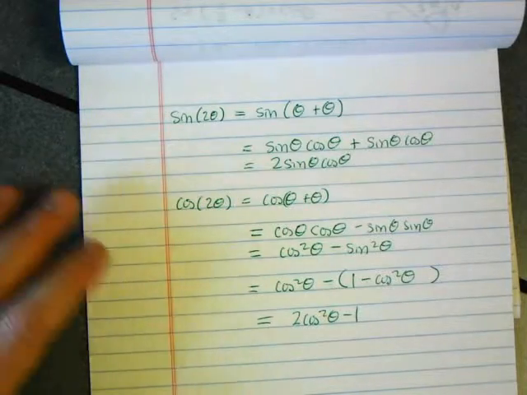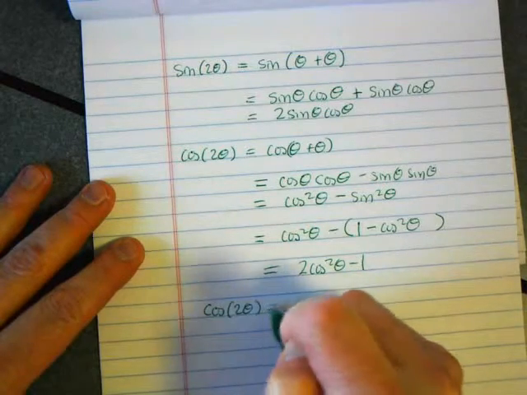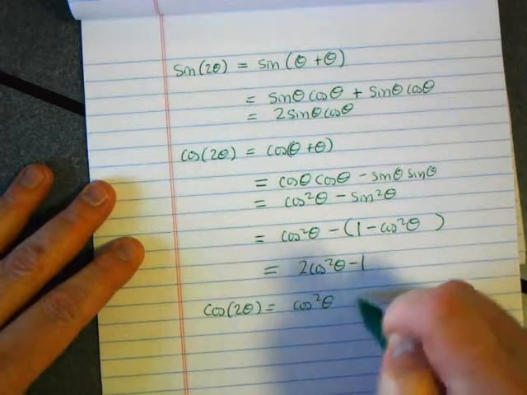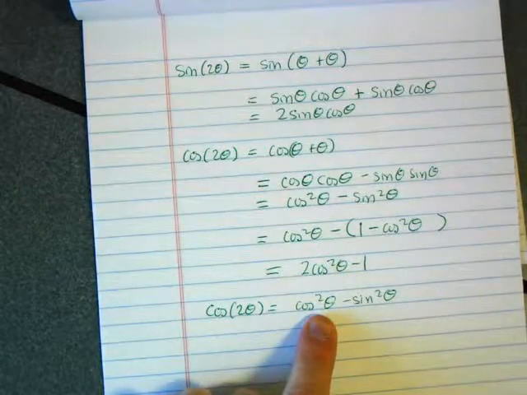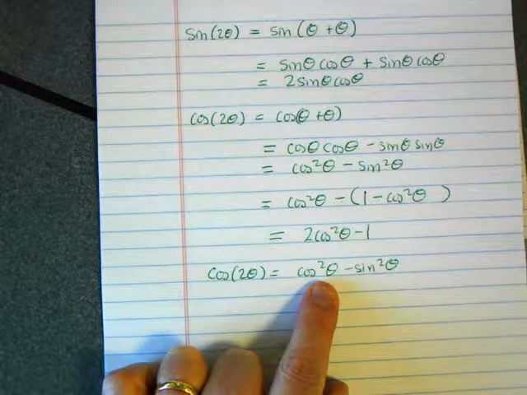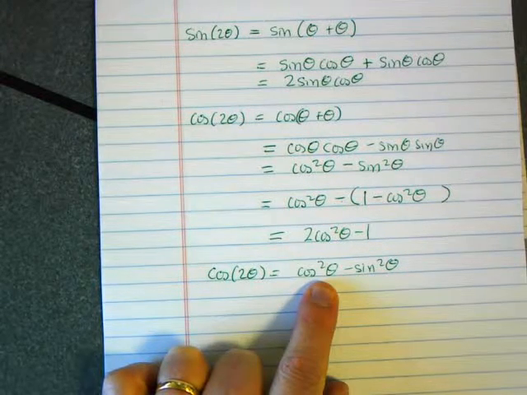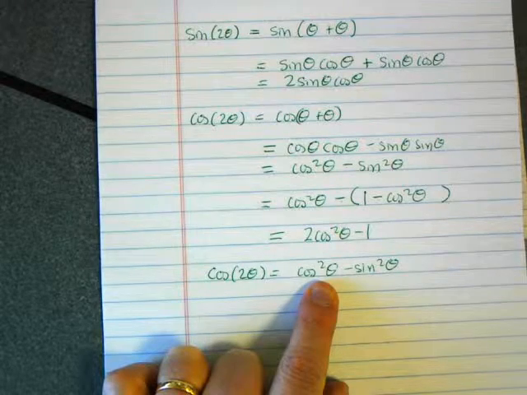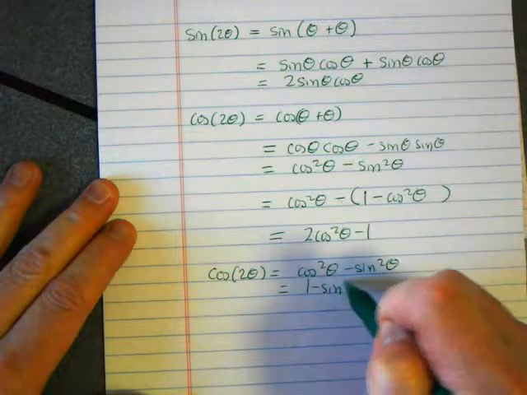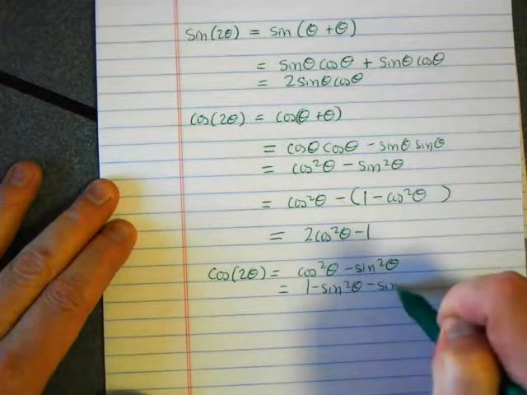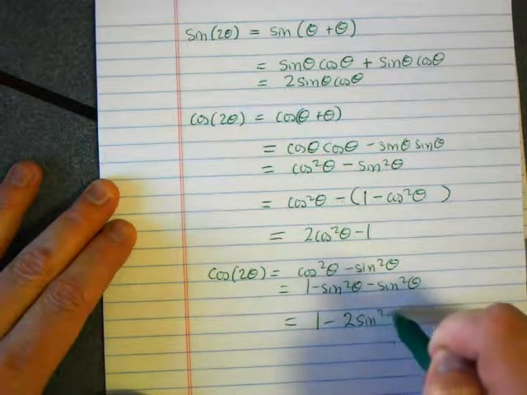And then, just for fun, sometimes we'll do this. Cosine of 2 theta is cosine squared theta minus sine squared theta. I could rewrite the cosine squared. What's cosine squared? Using the Pythagorean identity, 1 minus sine squared. So this could also be written as 1 minus sine squared theta minus sine squared theta. So the final answer is 1 minus 2 sine squared theta.